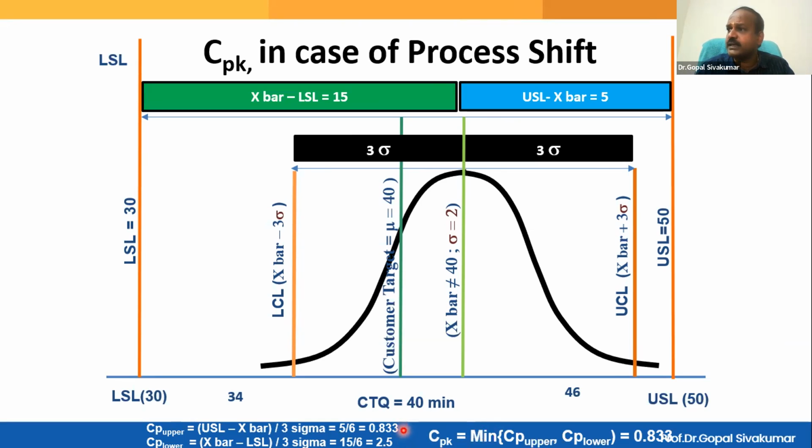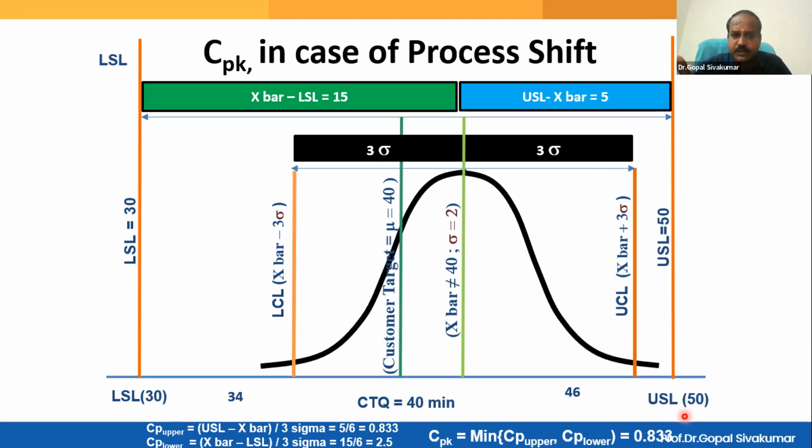There are two values, 0.8 and 2.5. Which one should you pick up now? 0.8. So CPK is the minimum of CP upper and CP lower, 0.8. When CPK is 0.8, your process is not capable, because our requirement is 1.67. And for the same process, when you look at CP, what will be the value? We already calculated it. CP was 1.67, but CPK is 0.833.